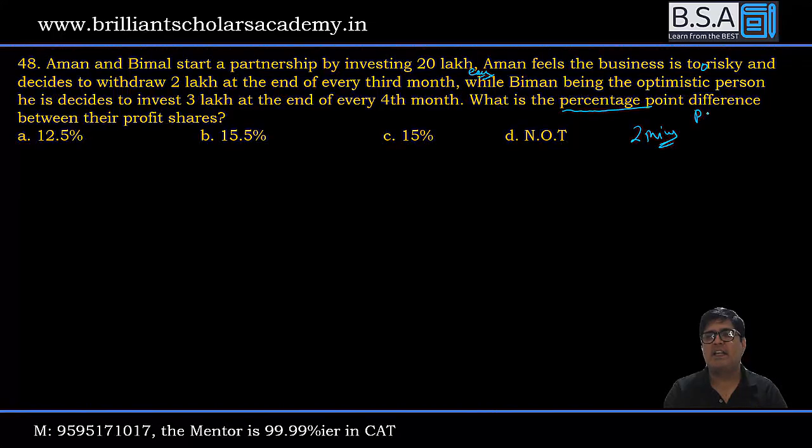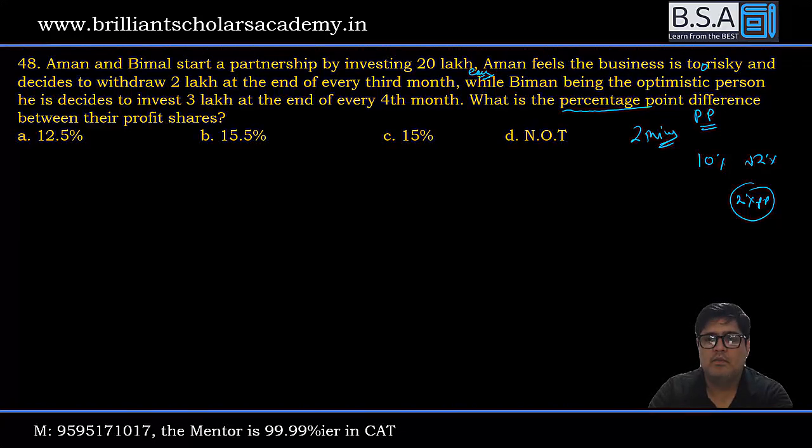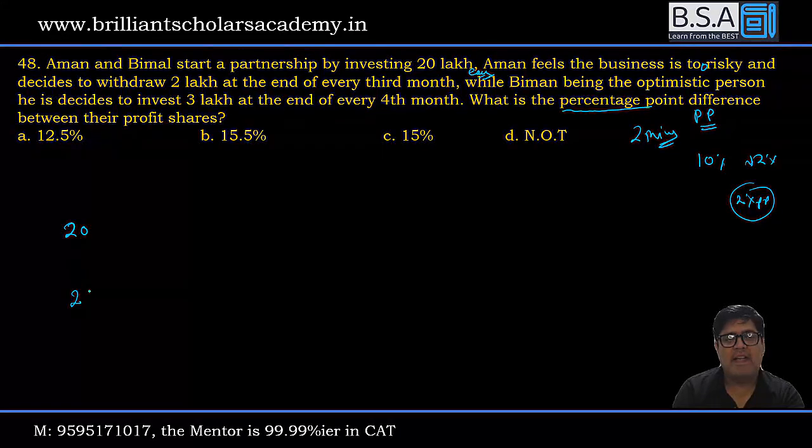Now, what is percentage points? If a person is getting 10% and second person is getting 12%, there is 2 percentage point gap. Difference in percentage is percentage point gap. That's all. So how will this question develop? 20 lakh rupees is the investment for A. 20 lakh is investment for B.